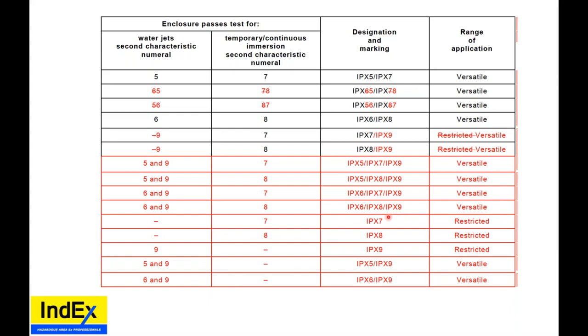So 1 to 6, we're talking about rain and drips and water jets. 7 and 8 is immersion, submersion, while 9 is very high temperature, very high pressure. So IP69 is not rated for any of the 61 to 68s. IP67 or 68 is not rated for 61 to 66 at all.